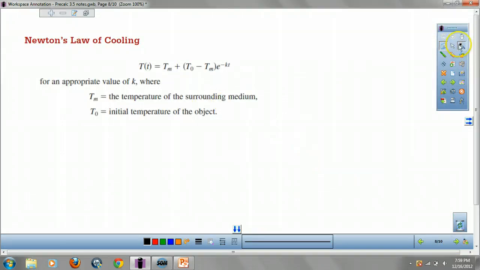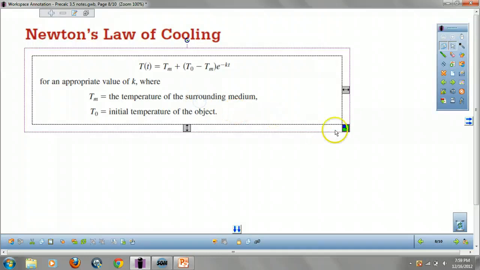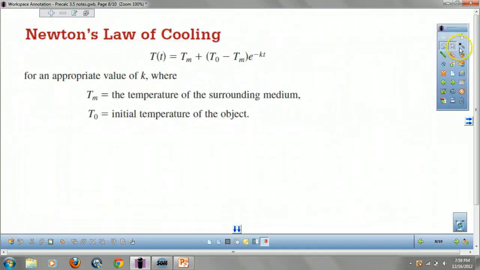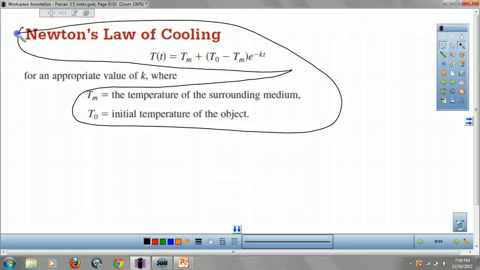Okay. Next thing I've got to talk about is our good friend Newton. You may remember him in past physics classes. Newton's law of cooling. Actually, I've got to do this. Write this whole piece down, guys. Noteworthy.